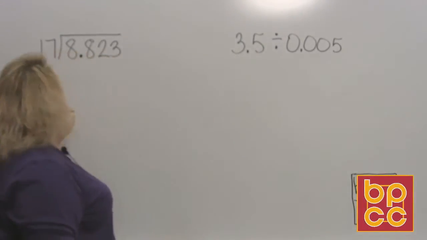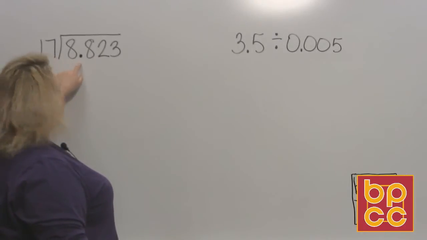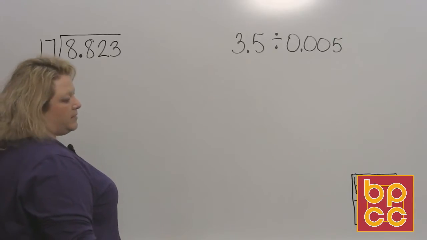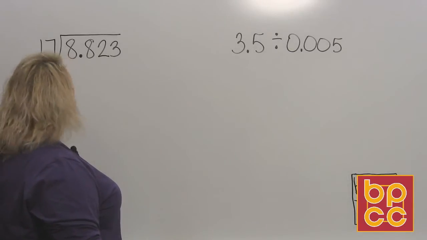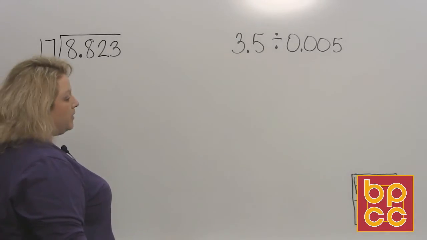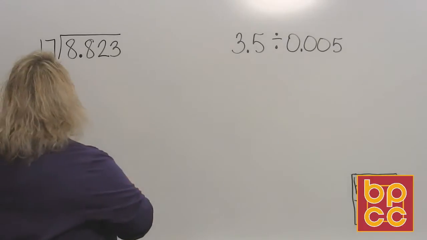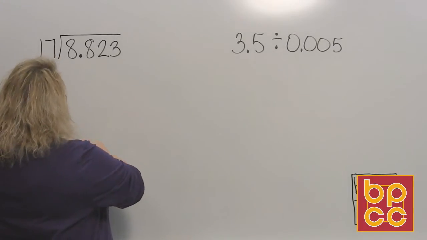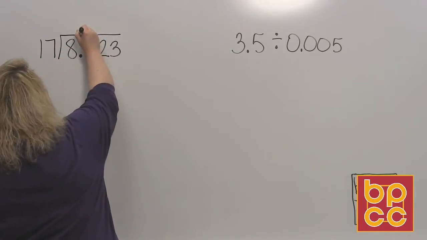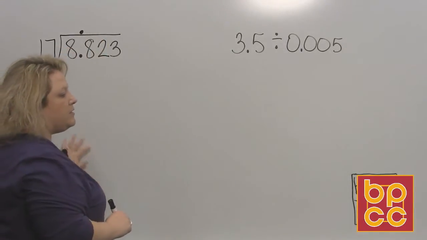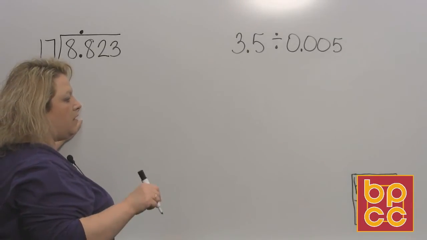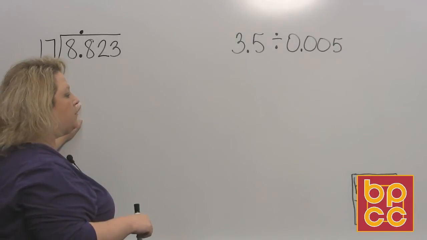Okay, so our first problem is 8 and 823 thousandths, and we're going to divide that by 17. So 17 is a whole number, and that's good because in order to do division, you must have a whole number on the outside as your divisor. When your decimal is on the inside, all we have to do is bring it straight up into our answer. Okay, so let's do that first, and then we start our division. Now remember, your division process is, does McDonald's serve cheeseburgers? That's from a previous module.